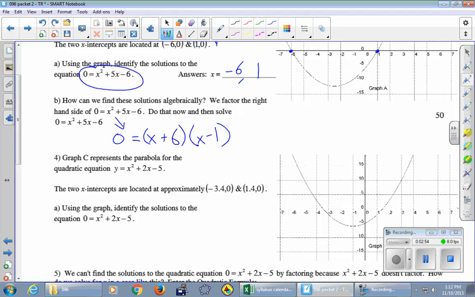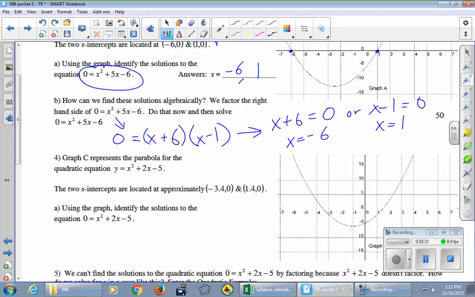And once it's in factored form, what do we do to solve that equation? Set each of those equal to 0, right? So let's try that. Either x plus 6 is 0 or x minus 1 is 0, right? The beauty of having it factored equal to 0 is that you can then split it up and just solve two much simpler equations. So how much is x in the first one? -6. x in the second one, 1. Super. Same answer as we just got.